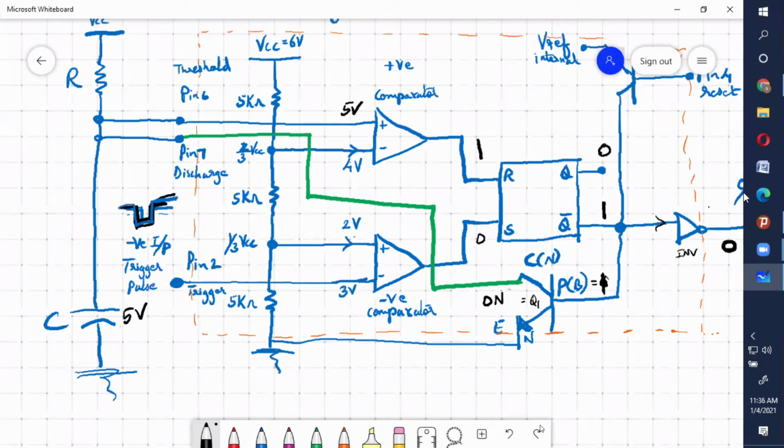Now please see here students, once the transistor is on, the capacitor which has charged more than 2/3 VCC, there is a path to discharge. Through what? Your transistor. Because transistor Q1 is on, collector and emitter get shorted. It means that this point is connected to your ground. Now capacitor, whatever it has charged, it will discharge through this path.